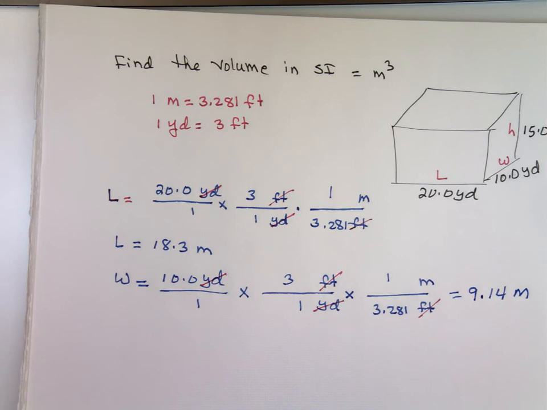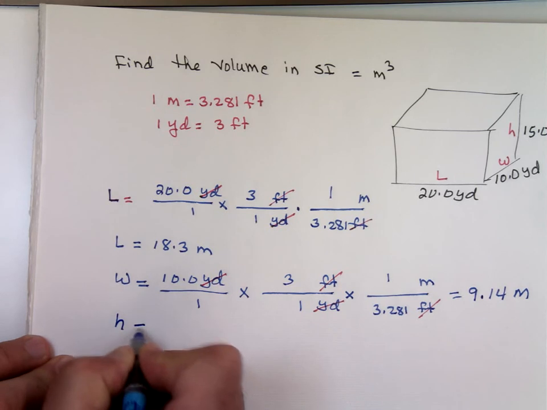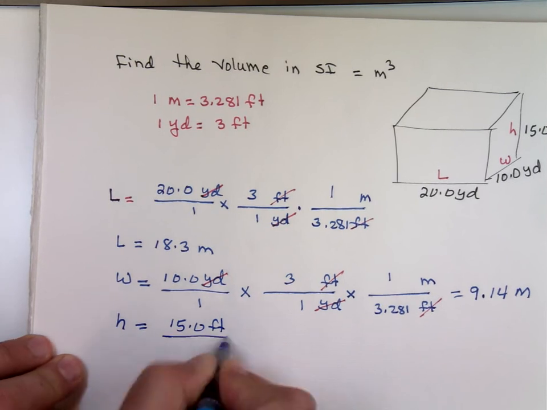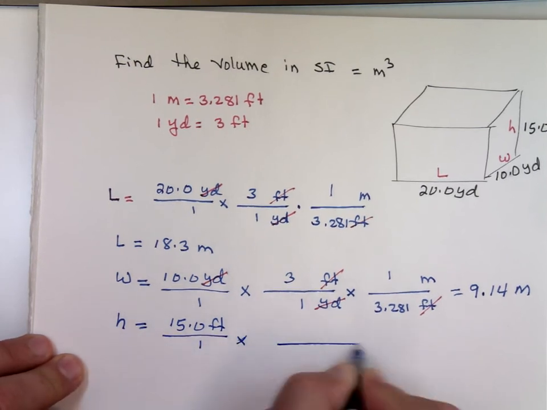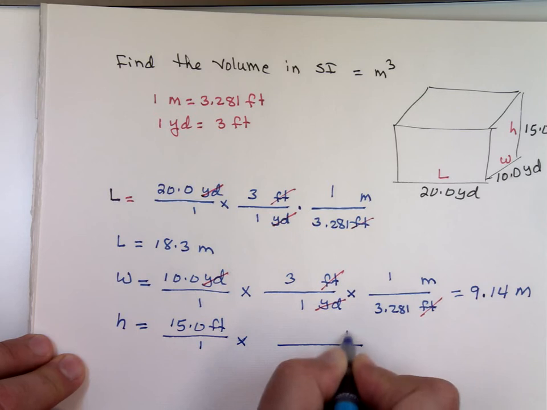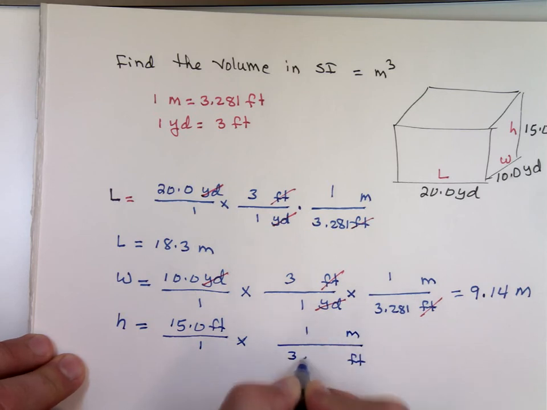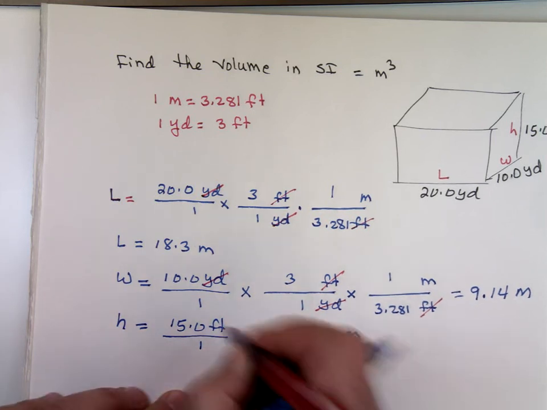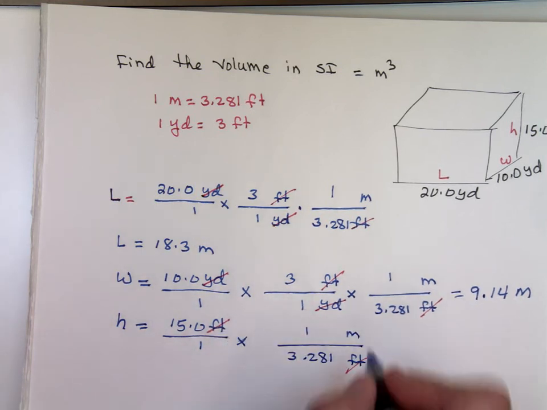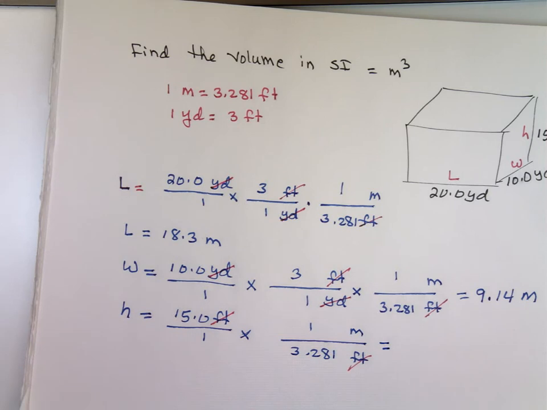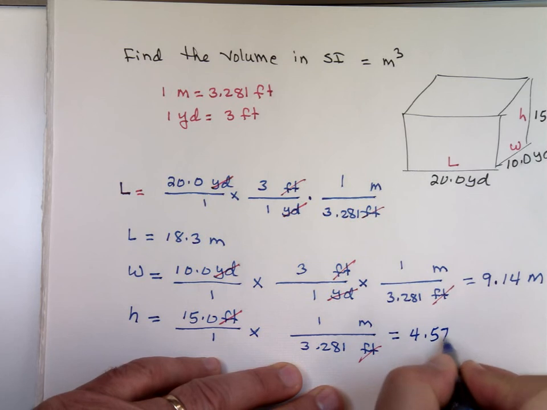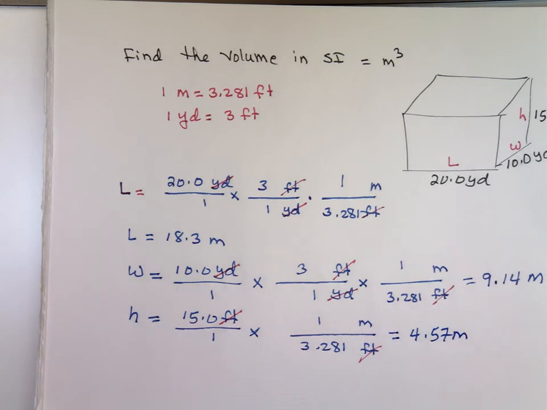And finally, the height. The height is in feet. In feet, I know how to go from feet to meters. 1 meter is 3.281 feet. So I'm converting each one to meters. You do the math, 4.57. Notice 3 significant digits for each one. Why? 3, 3, and 3 significant digits.